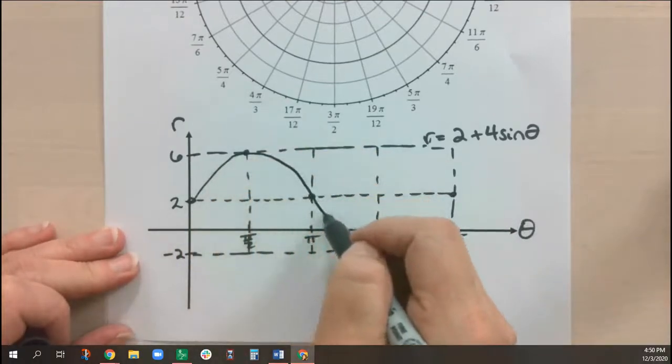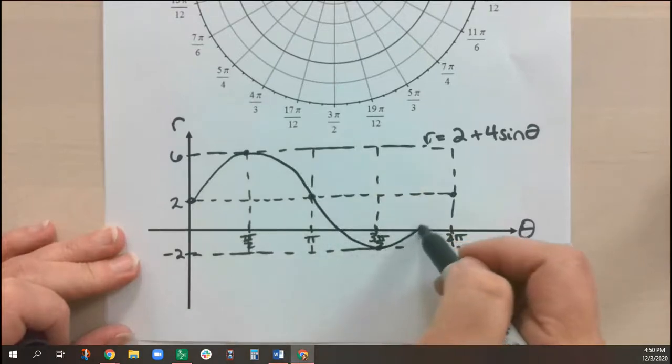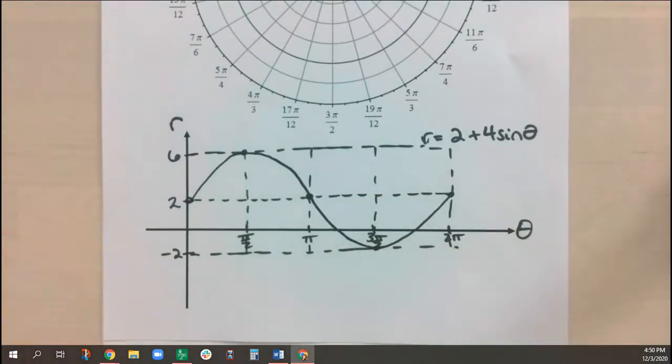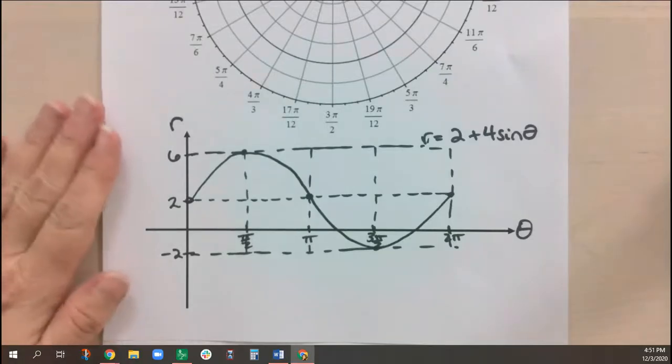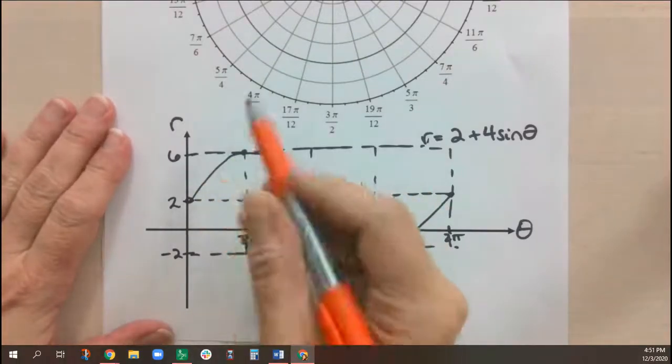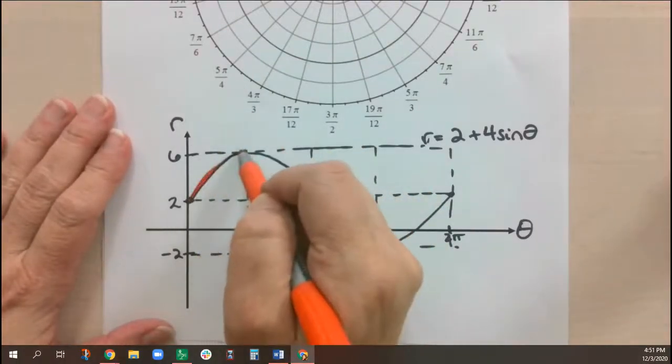How long has it been since you've graphed a trig function? Probably a while. Hopefully it's a good review for us. All right, so quadrant by quadrant again. I'm going to start with quadrant 1, this piece of the graph here.